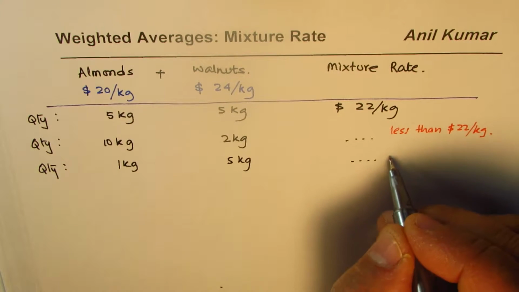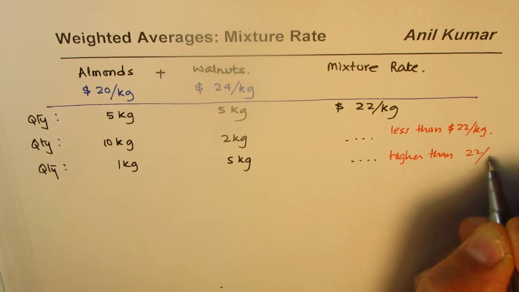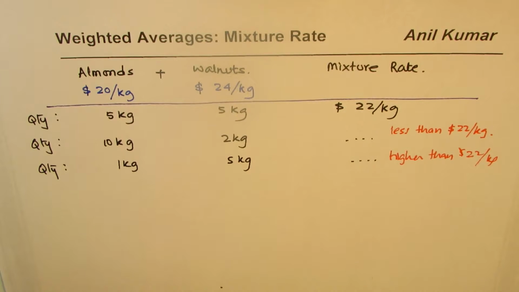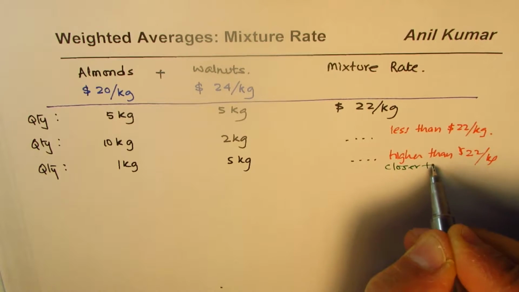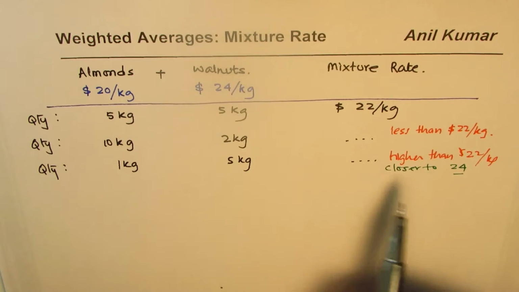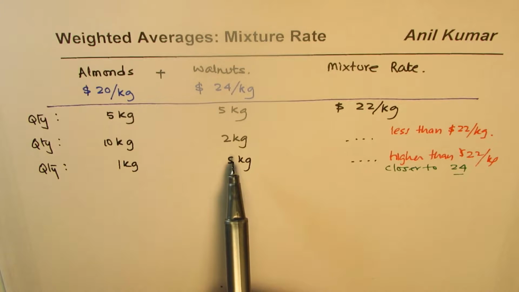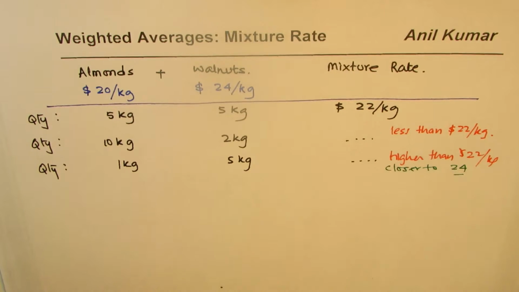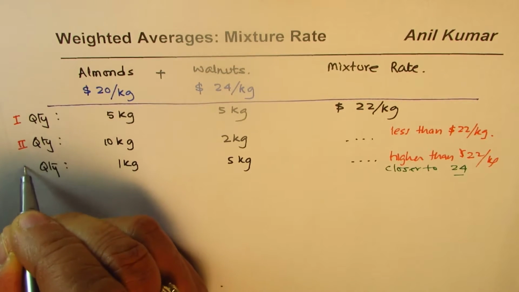So we say it is higher than 22 per kg. Or the other way is we can say it is closer to walnuts, closer to 24. So what we see here is that if the weights are increased, then the rate is closer to that of the quantity which is more in numbers. That is what we will find in this particular example. So let us calculate the mixture rate for all the 3 cases. We'll call these case 1, case 2, and case 3.